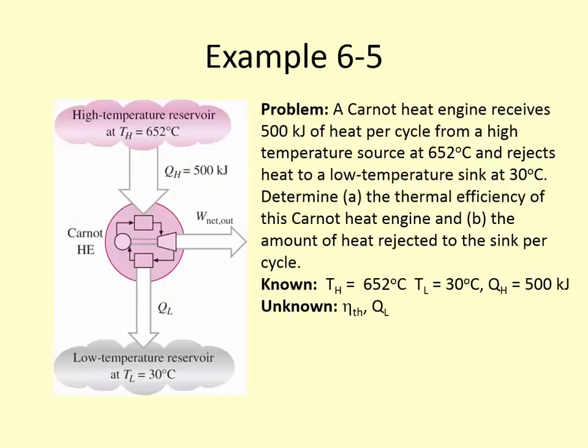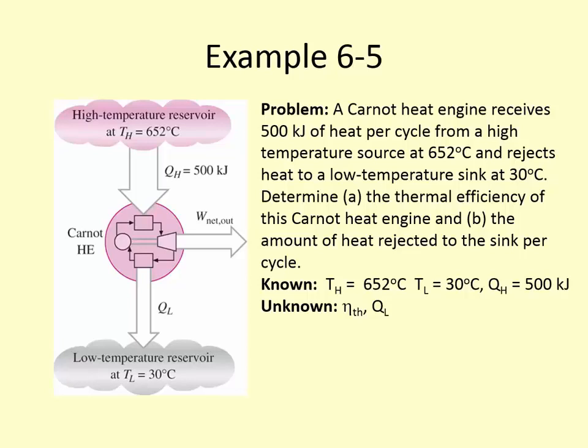So let's do an example. This is a Carnot heat engine that receives 500 kilojoules of heat per cycle from a high temperature source at 652 Celsius and rejects heat to a low temperature sink at 30 Celsius. So I want you to work on this on your own, determine the thermal efficiency of the Carnot heat engine, and then the amount of heat that's rejected, so Q sub L, per cycle. So work on that for a minute. Be careful about units, and then we'll come back to it.